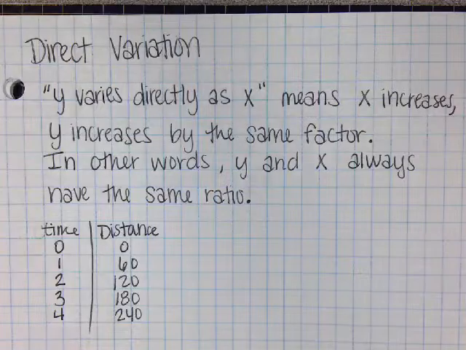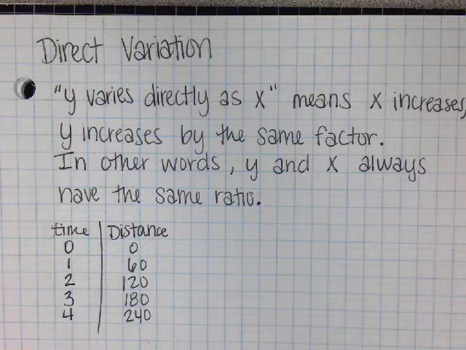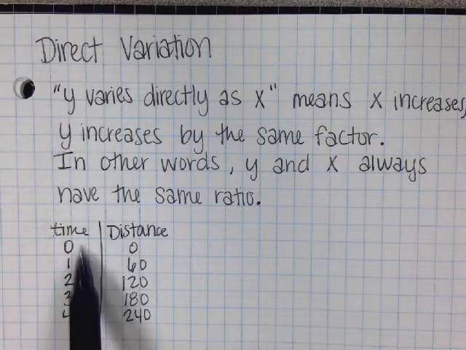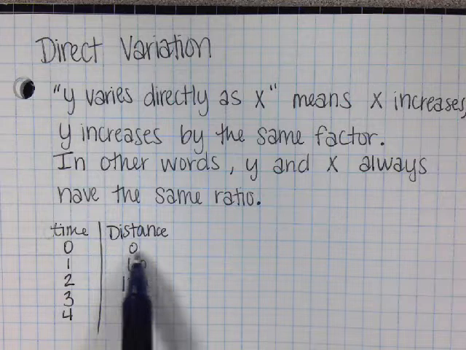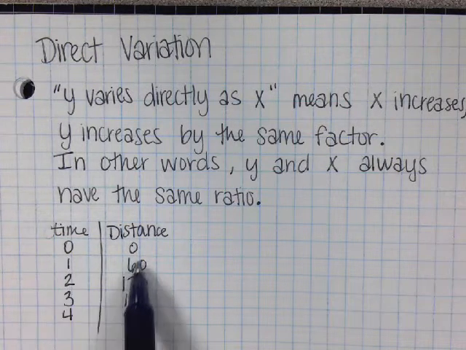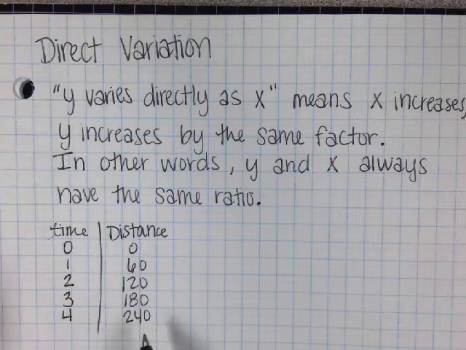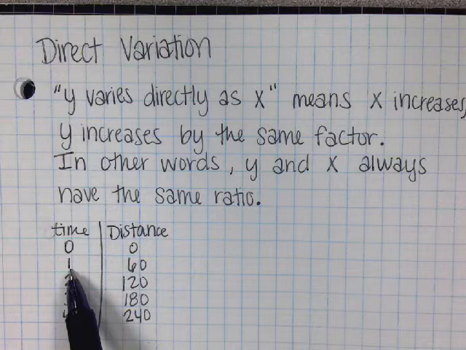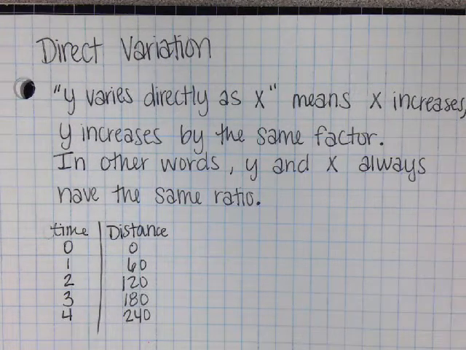So this is talking about a train, and it says that the train goes at the same rate for 4 hours, and it goes 240 miles in 4 hours, going at a constant speed of 60 miles per hour. So if you look, every hour it increases by 60 miles traveled. Remember, 60 miles per hour means in 1 hour you'll travel 60 miles. After 2 hours you'll travel 120, or 60 plus 60 is 120.